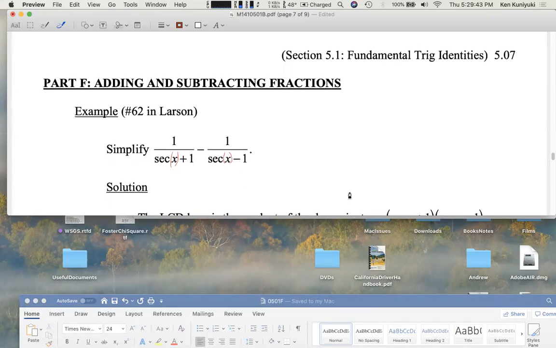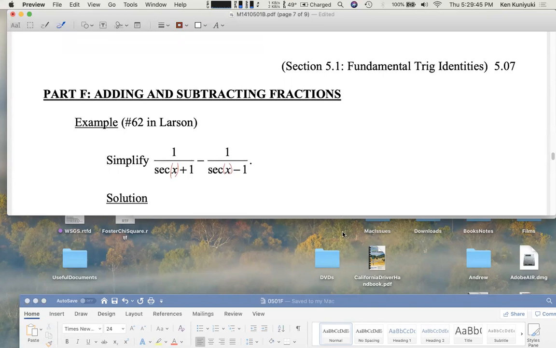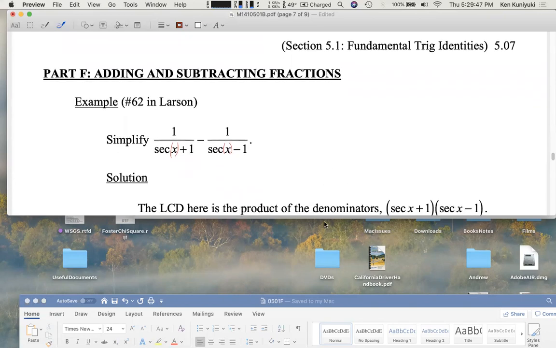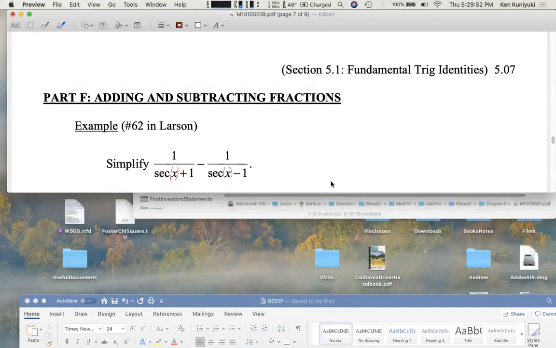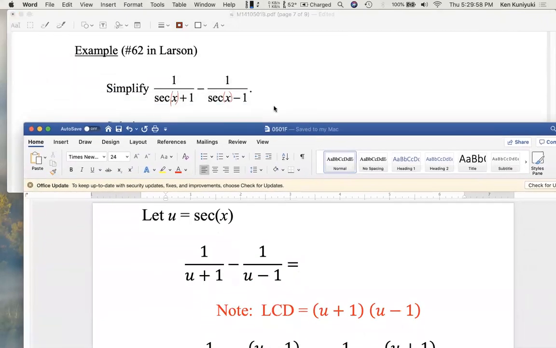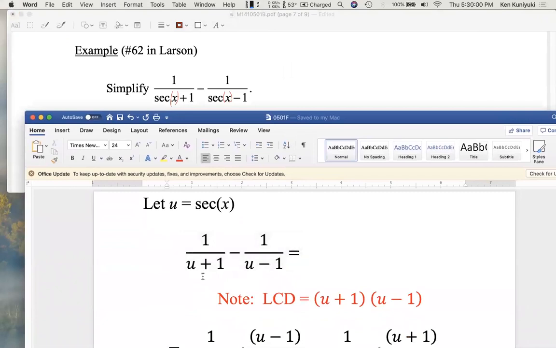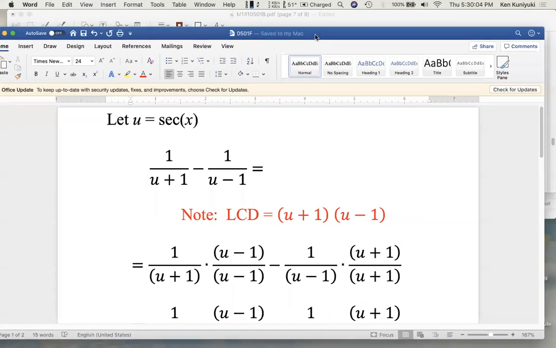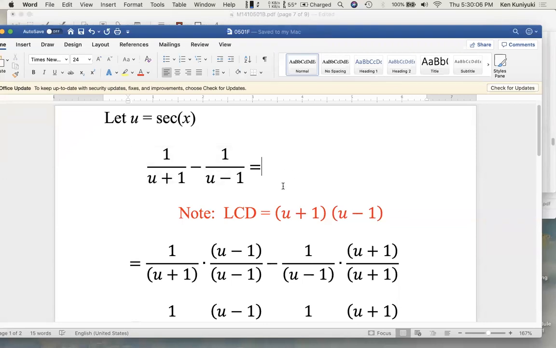Now, in my notes here, I don't do a substitution, but I think a substitution might be helpful. So let's go ahead and let u be secant of x. And then this here is of the form 1 over u plus 1 minus 1 over u minus 1. And let's proceed from there. So now we're looking at the algebra. We're leaving the trig on the side for now. We're focusing on the algebra.